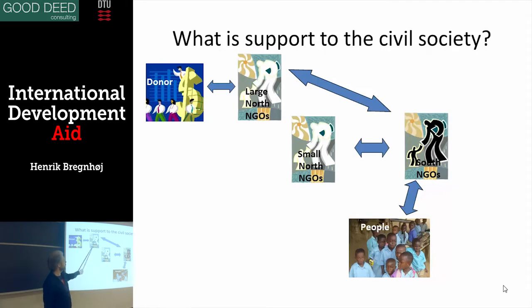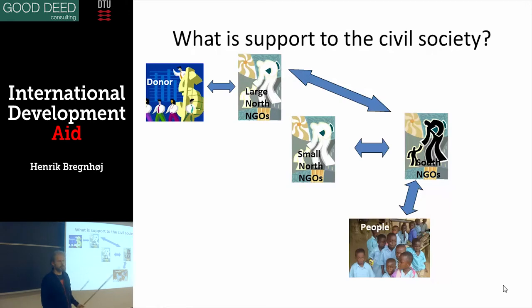So there are some large NGOs which have branches in many countries. They have their own programs where they're working with their own branches or with the South NGOs in many countries. So we separate between large NGOs and small NGOs, and it has to do with the way they're financed in Denmark. At least it is like this.